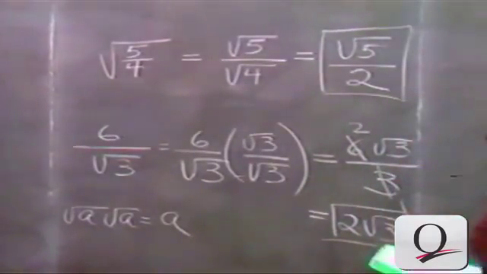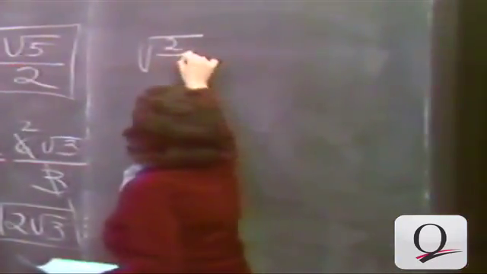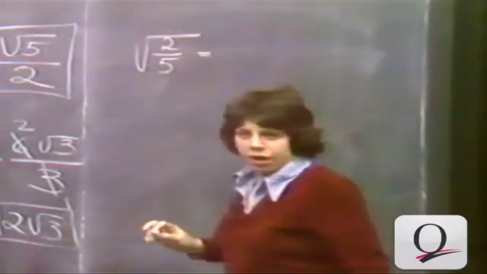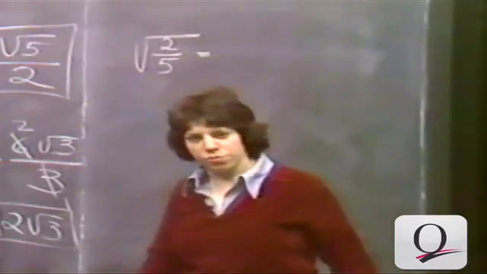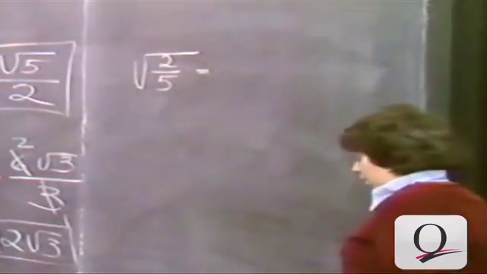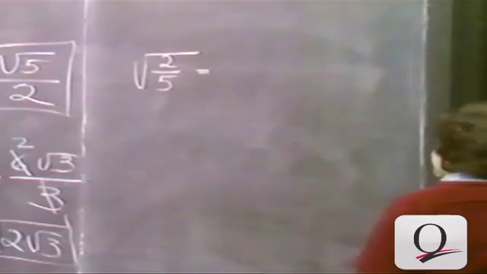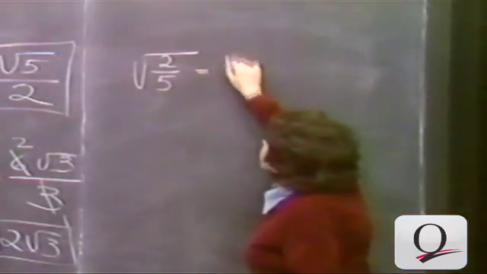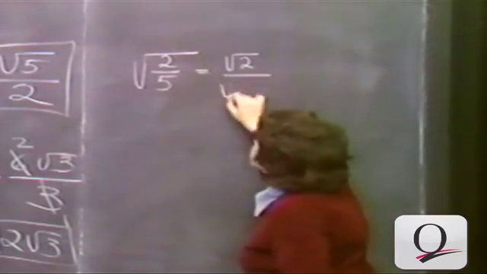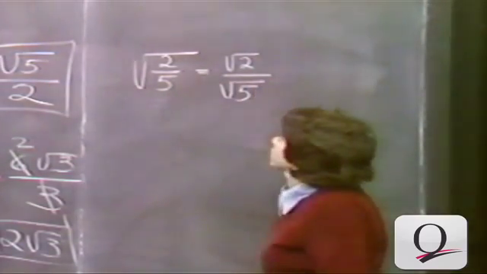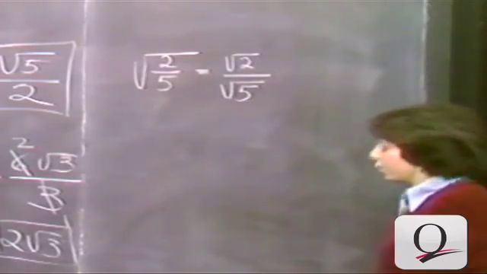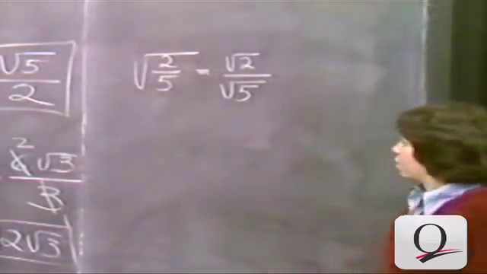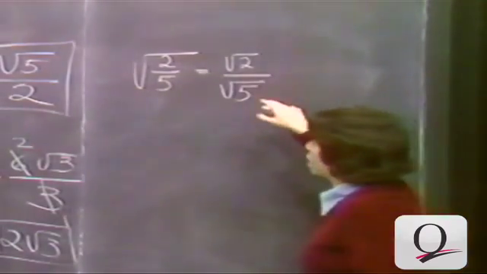Okay, let's try one more example. The square root of 2/5. This is going to combine the procedures that we've used in the last two examples. Okay, we have a fraction under the radical sign, so the first thing we're going to do is to say the square root of a fraction is the square root of the top over the square root of the bottom. In doing that, we find out we have a radical in the denominator. We are now going to rationalize the denominator.